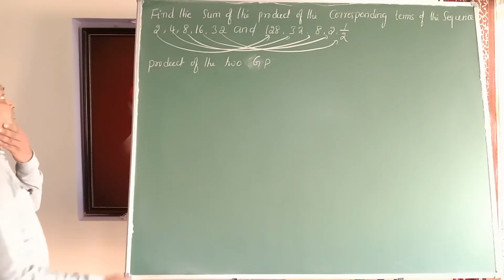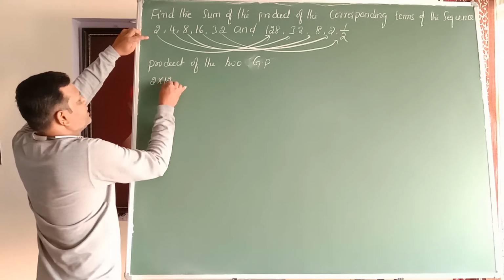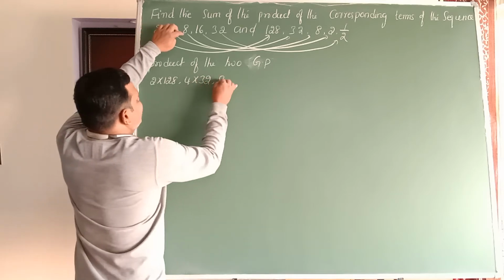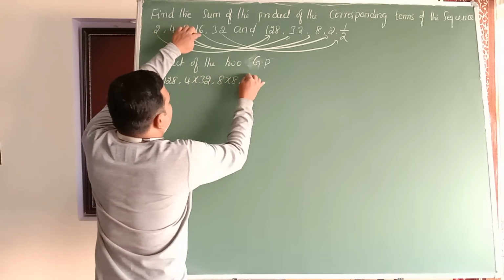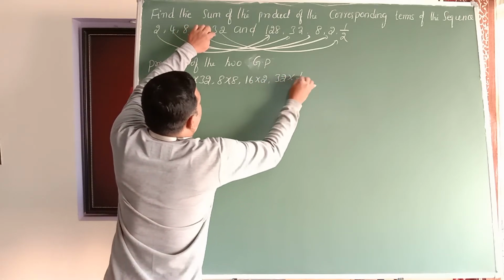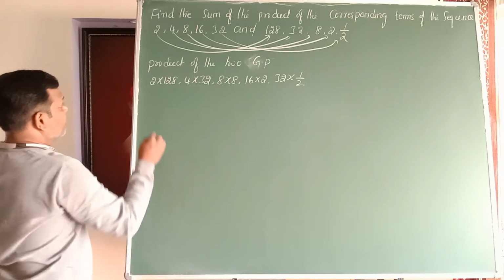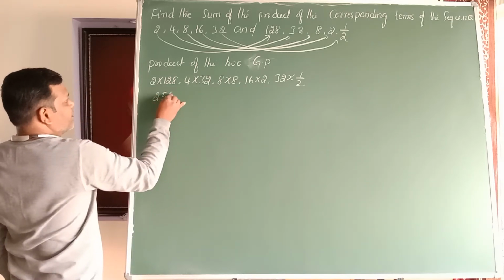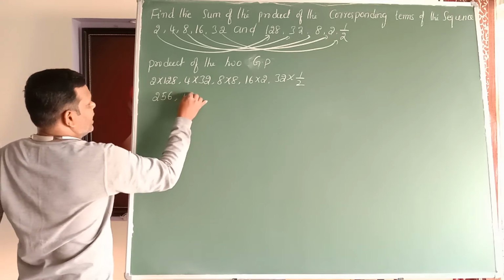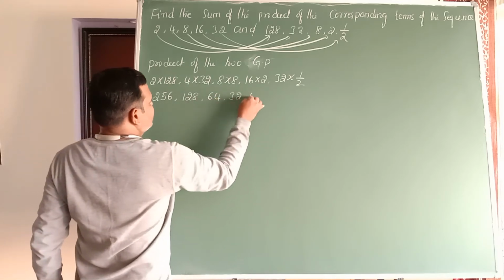Okay, the first one is 2. How can I write the product? 2 into 128. The second one is 4 into 32. The third one is 8 into 8. The next one is 16 into 2. The next one is 32 into 1 by 2. Look at that. Simplify that. 2 into 128 is 256. 4 into 32 is 128. Then 64, 32 and 16.